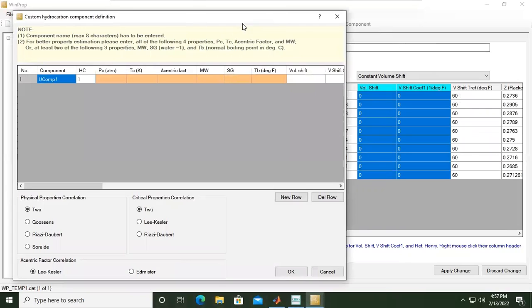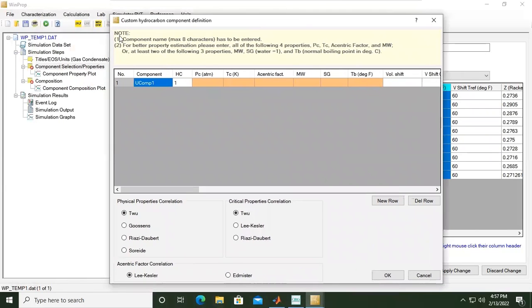Okay, let's read the note or maybe the header first. This is the custom hydrocarbon component definition. It's customized. So it's based on our data, our description, our preference. Okay, and let's read the note. First, component name, maximal 8 characters to be entered, and I will call it C7 plus. It's not CR7, Cristiano Ronaldo.